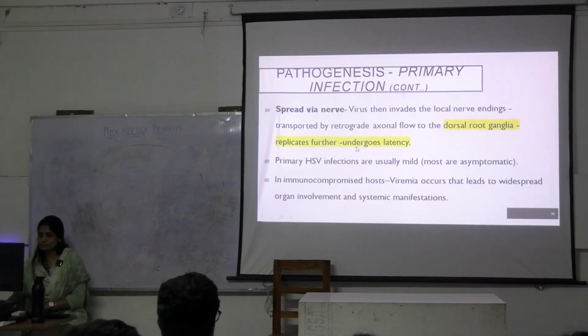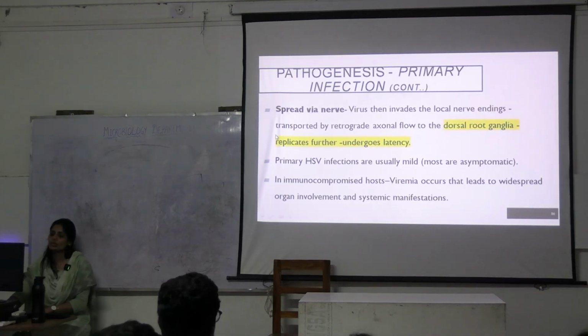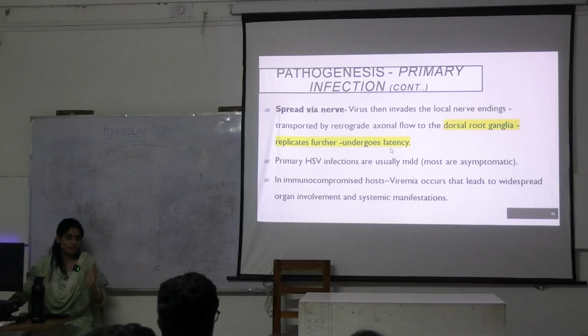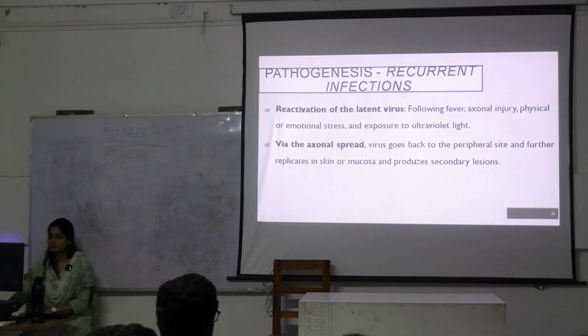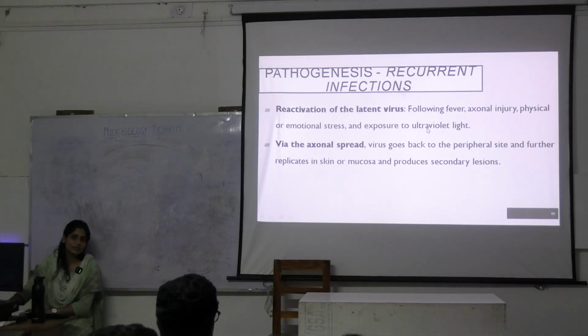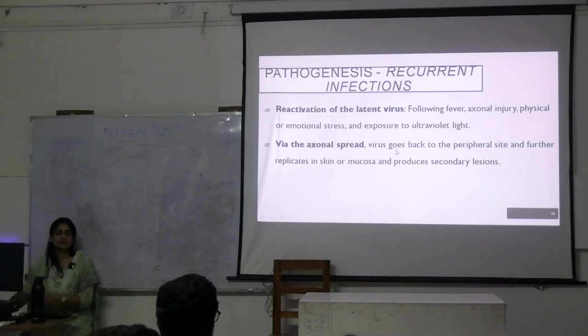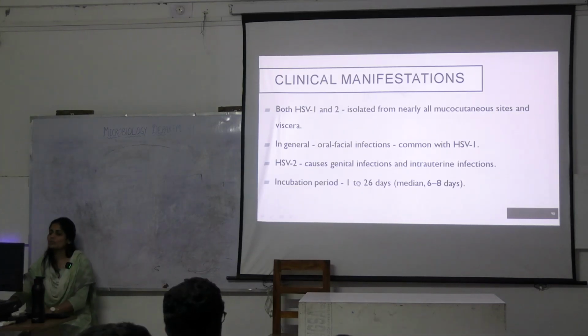This I told you. This also I told you: they replicate, they lie there, but after undergoing latency they will not actively replicate, but undergo reactivation after certain years. Why do they go into replication? In case of axonal injury, fever, physical or emotional stress, or exposure to UV light. This can lead to reactivation of these viruses, and then they can cause the sequelae of these diseases. Incubation period is about 1 to 26 days.